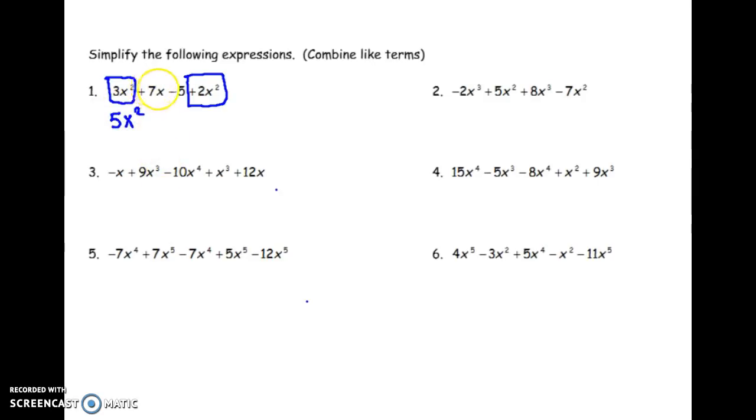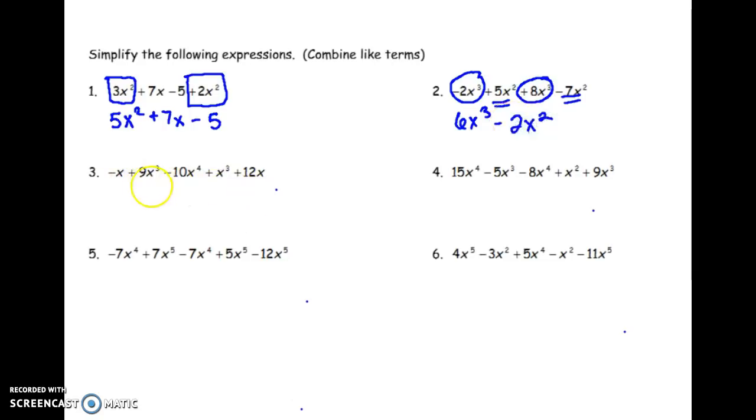Okay, then we have a 7x. We have nothing to combine it with, and then minus 5. We are done. There's nothing we can do with that at this point. Okay, if we look at number 2, I've got negative 2x to the third, and I'm going to combine that with positive 8. Notice I'm circling around the minus and the plus. It makes it easier to combine them. So we are going to have a 6x to the third. All right, and then we can combine 5x squared and negative 7x squared, so then we get minus 2x squared.